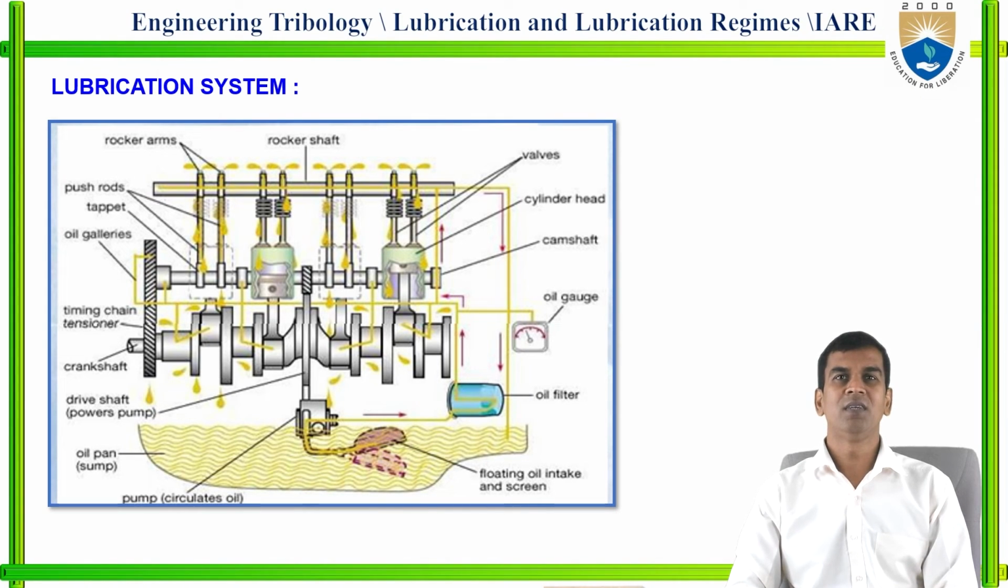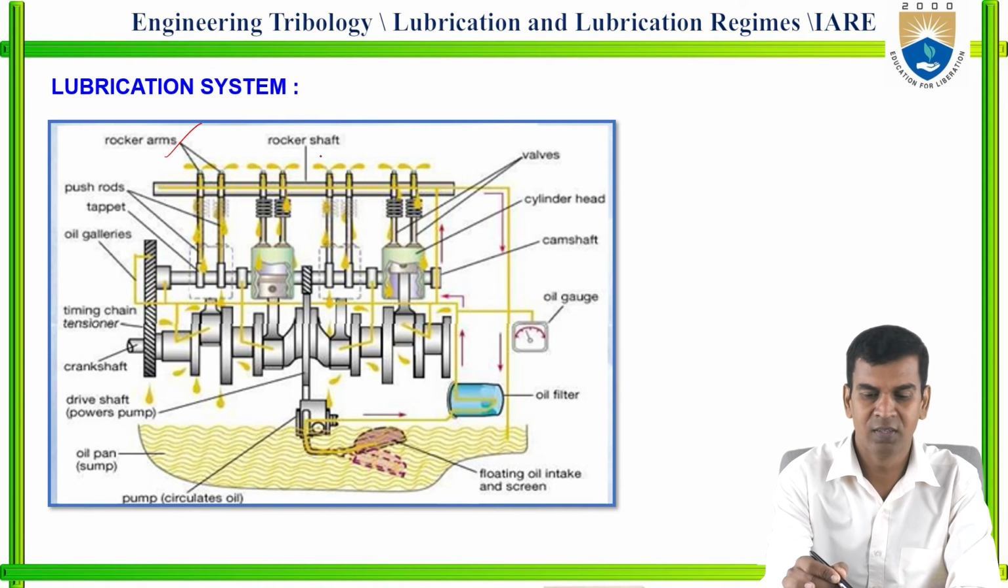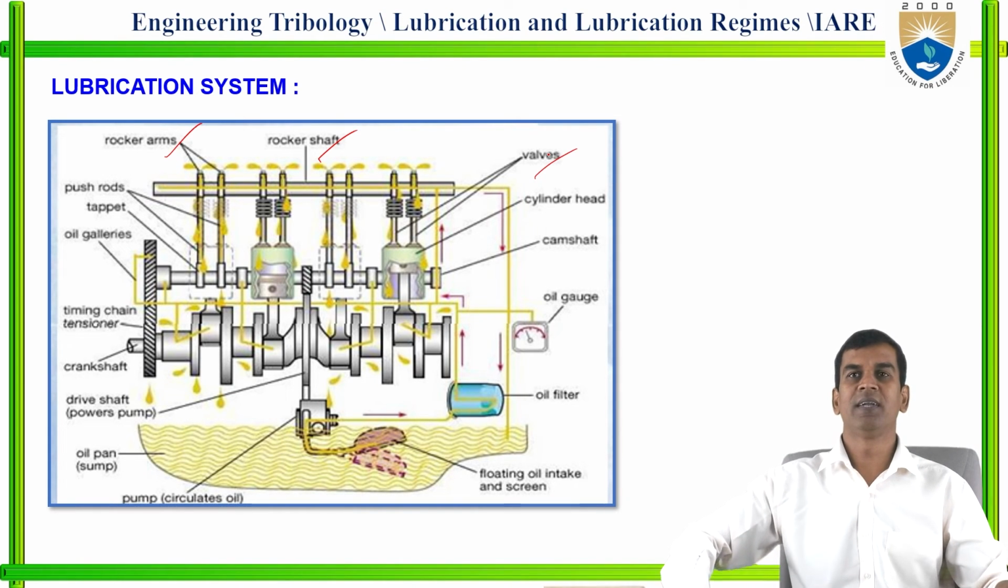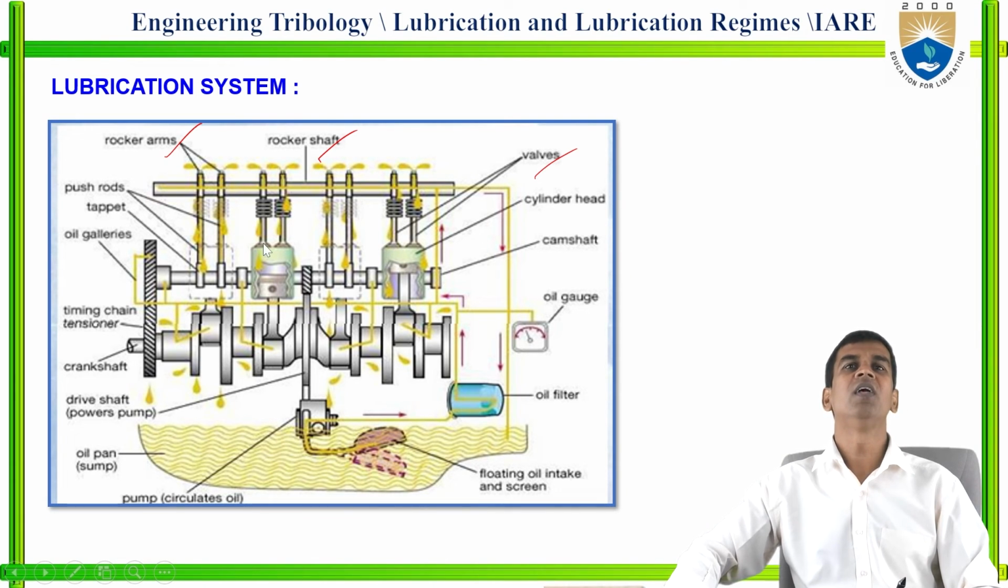In the lubricating system, you can see here the rocker arms, the rocker shaft, and the engine walls. You can see the cylinder heads, the camshaft, oil gauge, oil filter, and the crankshaft, timing chain tensioner, oil galleries, and the driving shaft, and the oil sump, and the floating intake and the screen. Here the oil will be taken from the sump, and the pump circulates the oil. From the pump it will go to the engine parts and the lubrication will take place.